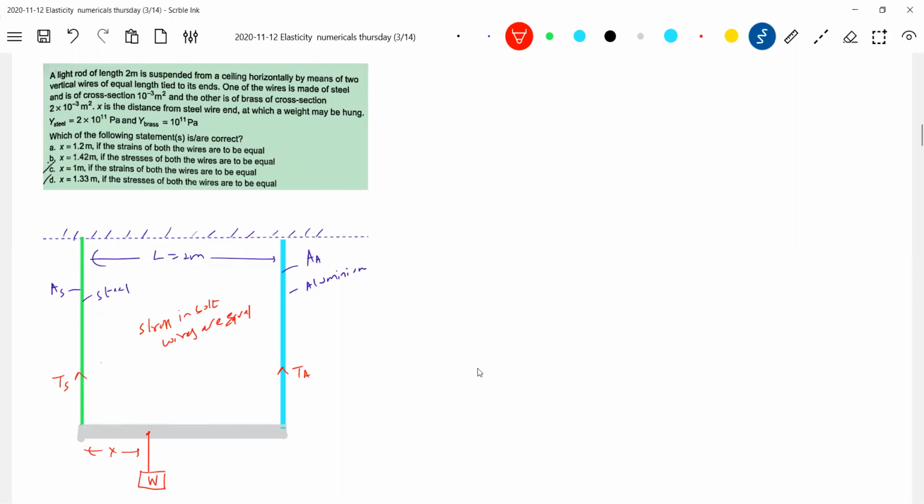Agree with this? This one, the remaining distance, how much will it be? 2 minus x. Then for equilibrium, there's a light rod. For a light rod, what is the condition? You can write it, no? Ts into x should be equal to Ta into 2 minus x. And the strict condition: stress in the steel rod equals stress in the aluminum rod. What is the stress? Ts by As. What is the stress in aluminum?